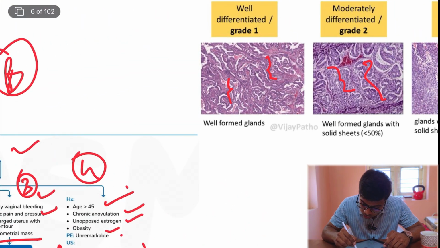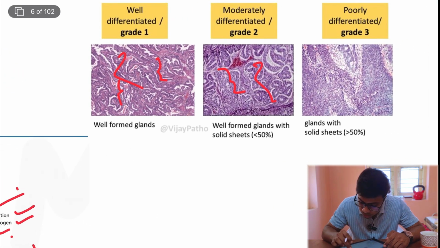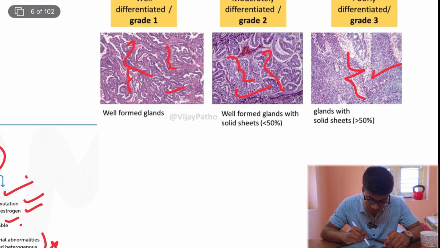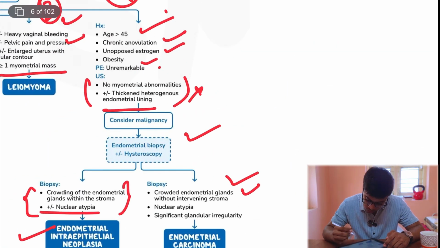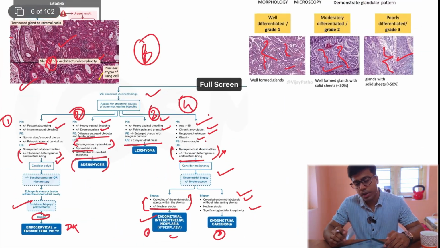Then apart from that, if the biopsy gives us crowded endometrial glands, like a corkscrew appearance a little bit, and if there are undifferentiated solid sheets, then it's poorly differentiated, grade 3. If it's moderately differentiated, it's grade 2; well differentiated is grade 1. So well formed glands will be seen. Apart from that, nuclear atypia of course will be there, and significant glandular irregularity will be there.